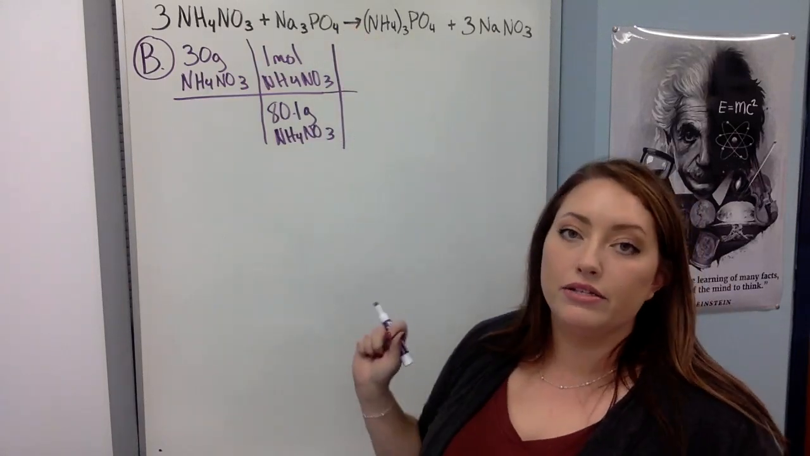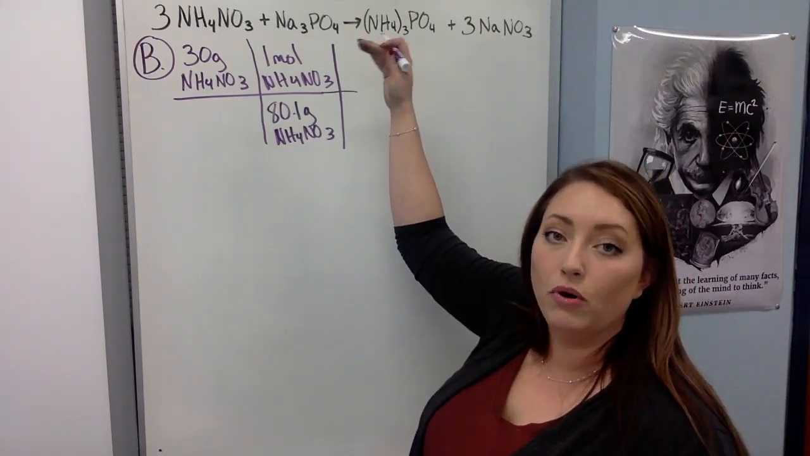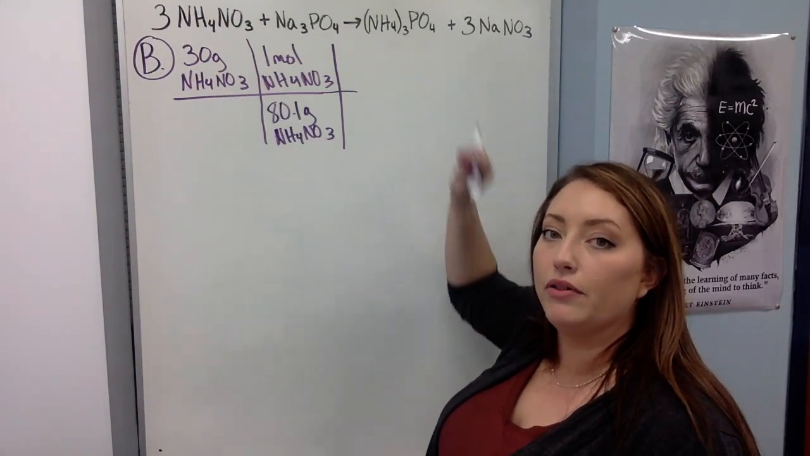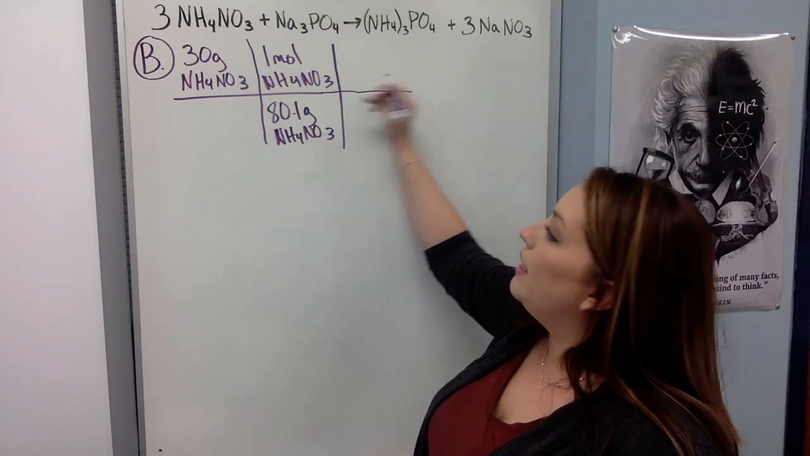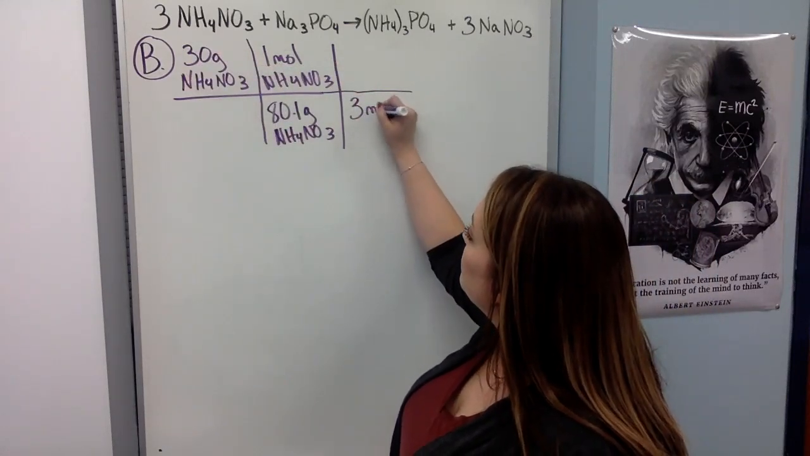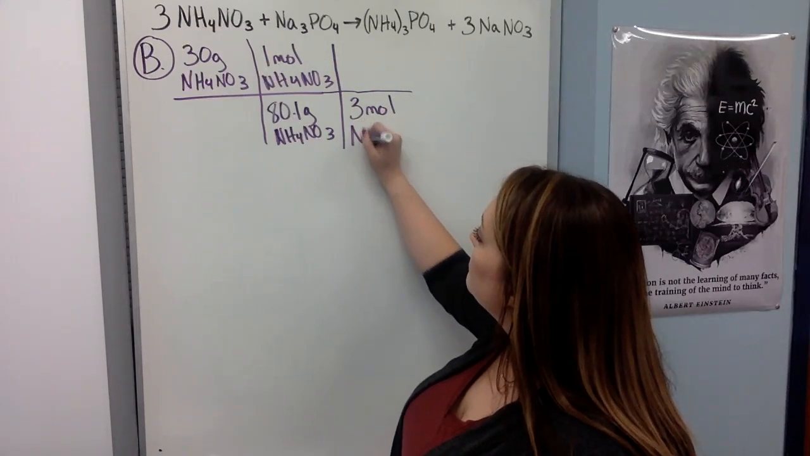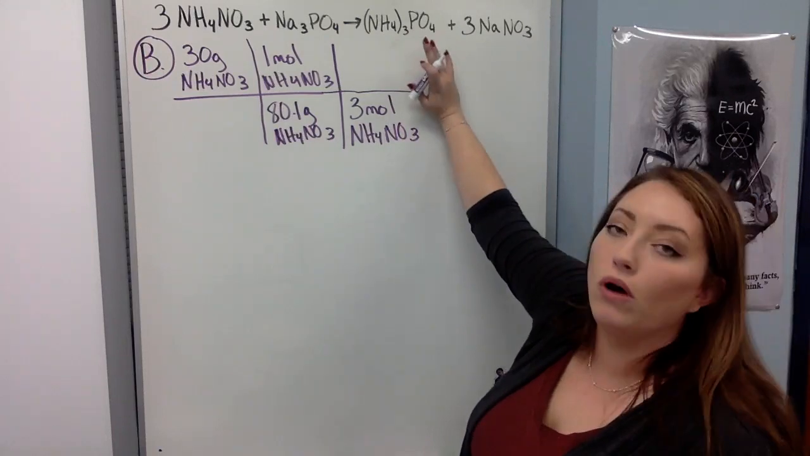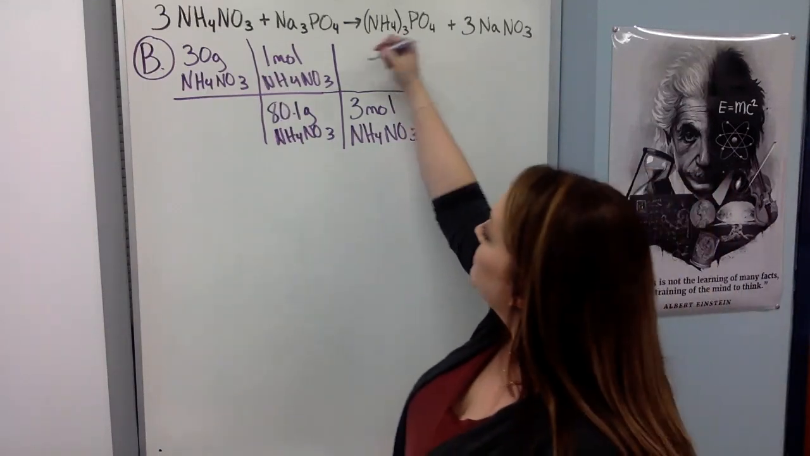Okay. Now's our opportunity that since we're in moles, we can use the mole ratios to convert it into our other product. So again, we have 3 moles of the ammonium nitrate. And we have 1 mole of the ammonium phosphate.